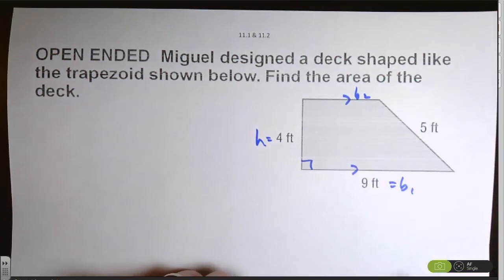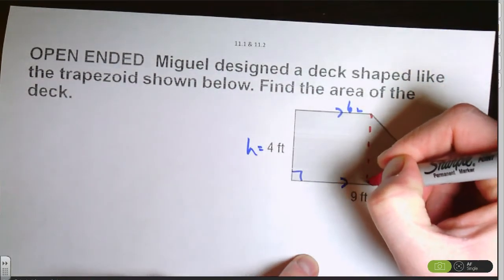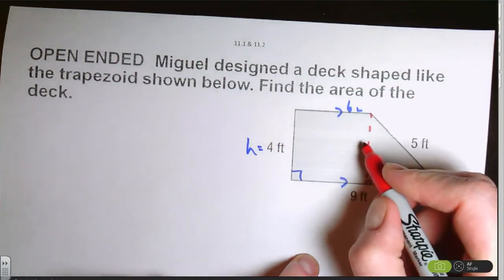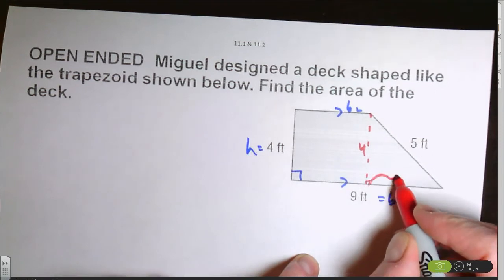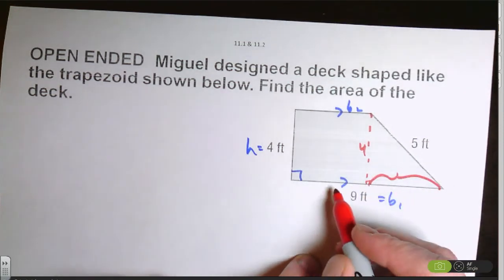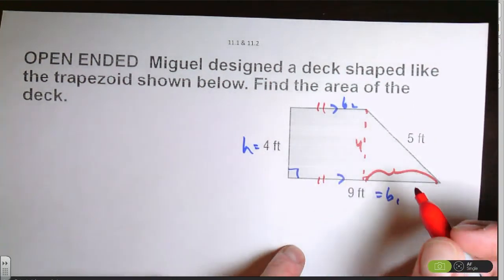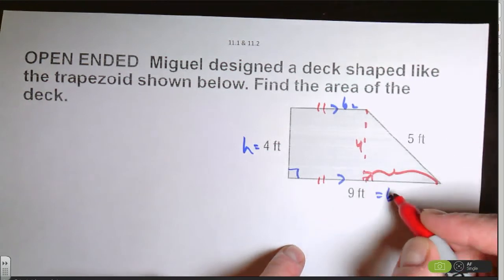Well, what you have to do is be a little savvy and realize that if you drew another perpendicular line straight down here, this would still be 4 as well. And if I could figure out this length right here, then I would know how much to take away, and these two guys here would be congruent. So our real trick is that this is 4, this is 5, it's going to be a right angle as well.